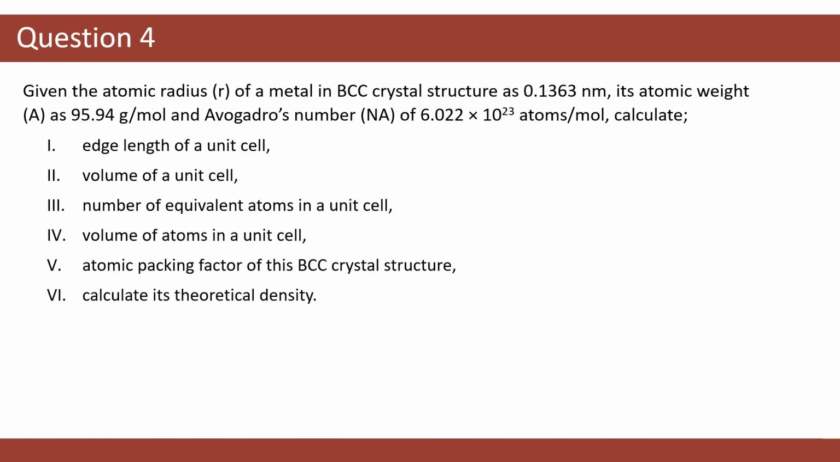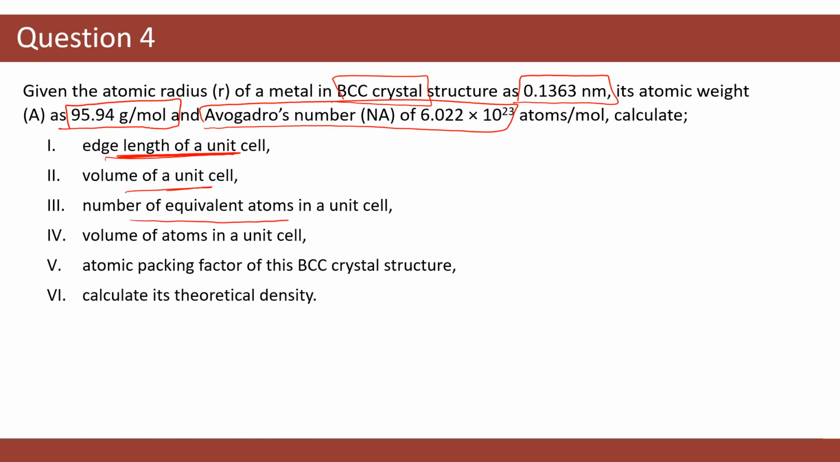Okay, we have a BCC crystal with the atomic radius of this. So the atomic radius is given to us. Atomic weight also given to us. Avogadro number also given to us, and they are asking us to calculate the edge length of a unit cell, the volume of the unit cell, number of equivalent atoms in the unit cell, volume of atoms in the unit cell, atomic packing factor, and the theoretical density.